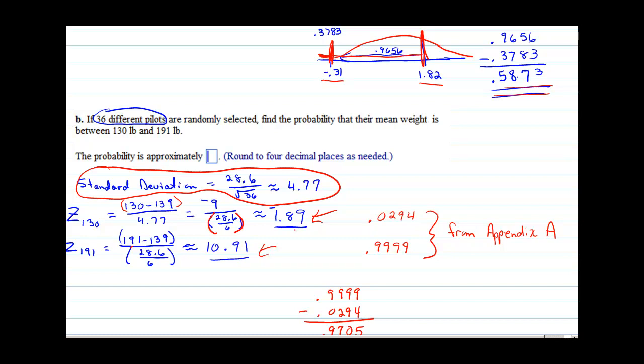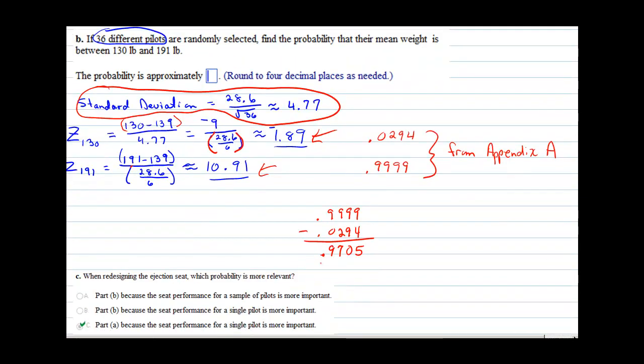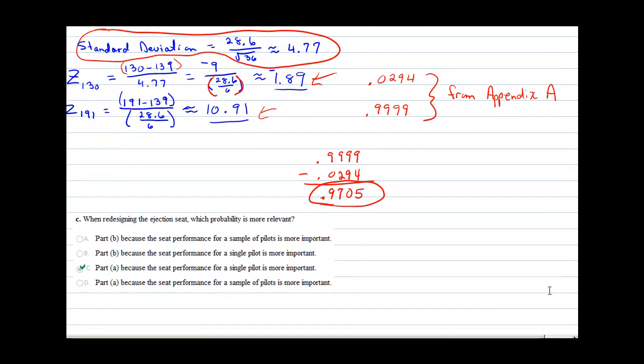And the table tells you if you have a z-score anything over 3.5 to use 0.9999, so we did. And when we look up negative 1.89 in the table, we get 0.0294. We know that gives us the areas to the left of those z-scores, so if I want the area in between, then I need to subtract them. And so my answer to the B part would be 0.9705. And the C part asks you which would be more relevant. And since we're concerned for each individual pilot's safety, then the performance for a single pilot would be more important than the average.